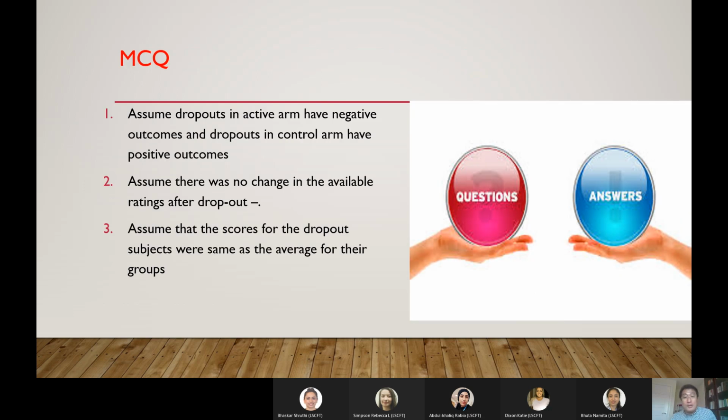Okay, so let us recap how much we have learned from this. Assume dropout in the active arm has a negative outcome and dropout in the control arm has a positive outcome. Which one is our option? This is for intention to treat analysis, and there were three options: last observation carried forward, worst case, or imputation. Which one do you think is the answer for the first one?